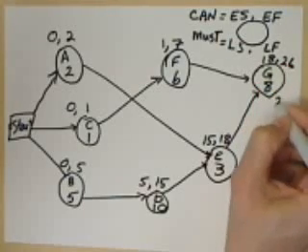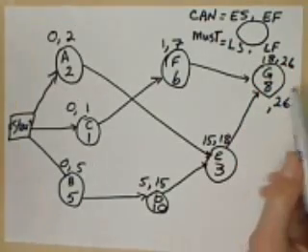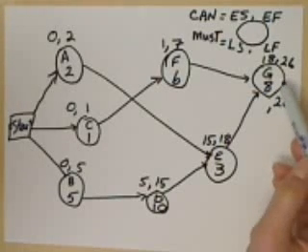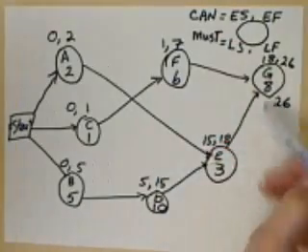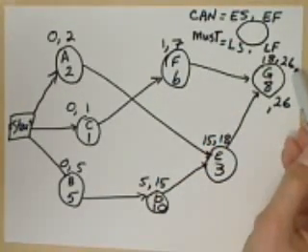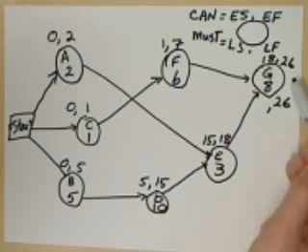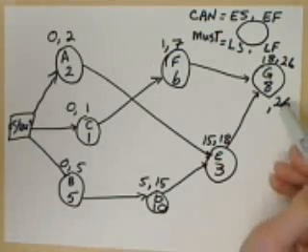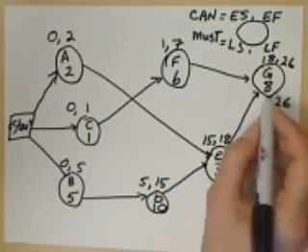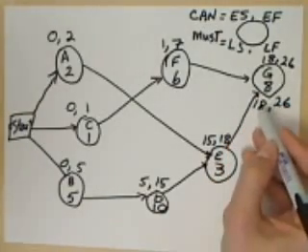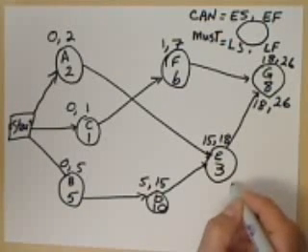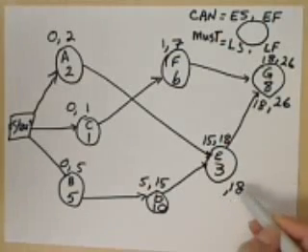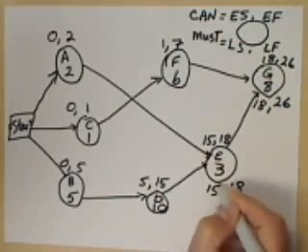latest finish time. So I'll put 26 here. So we're saying G must be done in 26 days if the project is to be done in 26 days. So the earliest finish time and the latest finish time are set equal to each other. Now subtract 8 from it and you get 18. Now this 18 becomes the latest finish time for E. Carrying it backward, 18 minus 3 is 15.